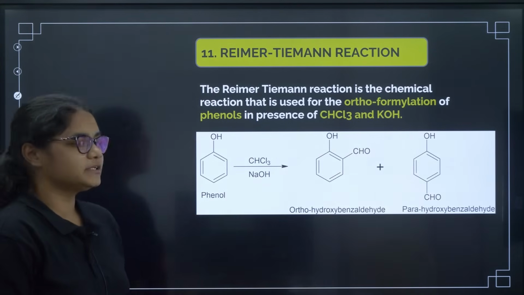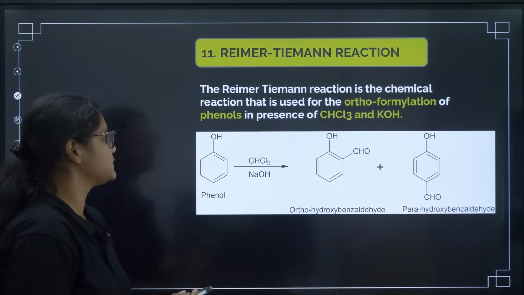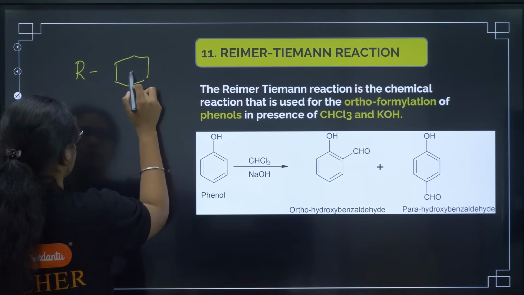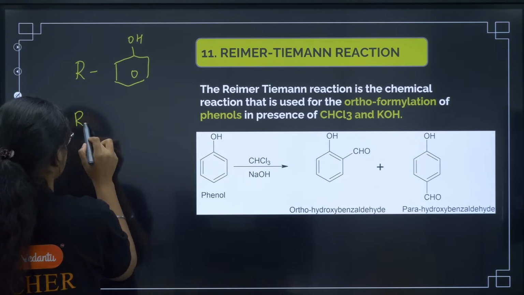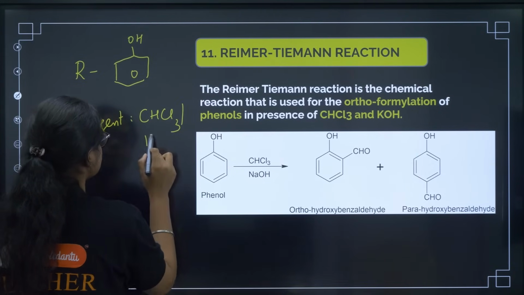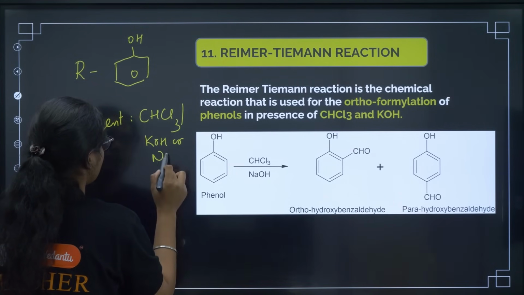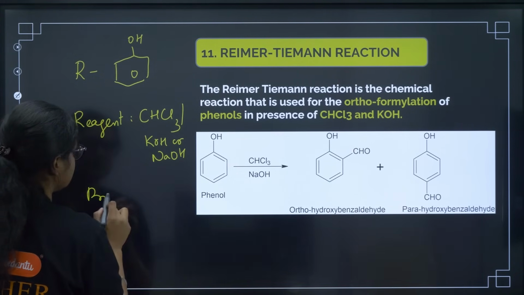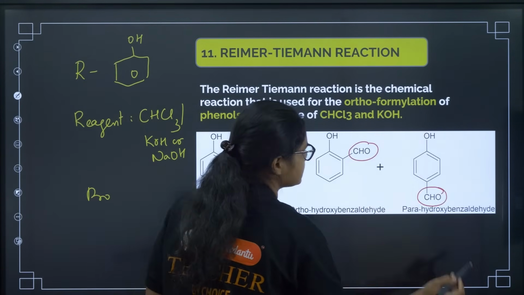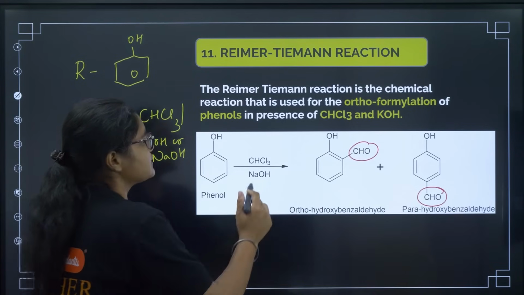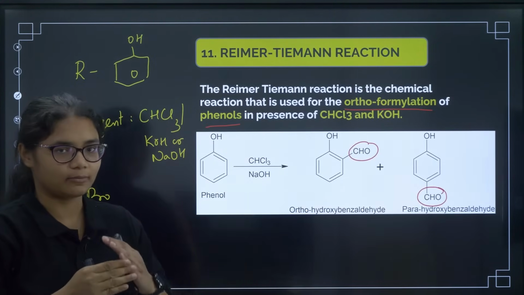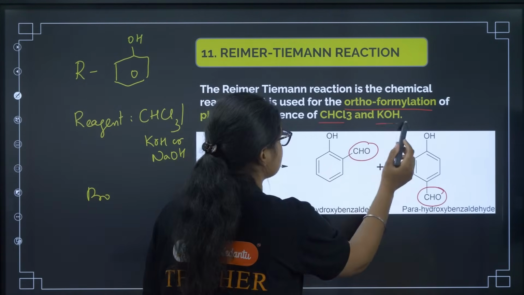Now coming to the next question, Reimer-Tiemann reaction, another important name reaction. In this, the reactant is phenol. Then we have the reagent, which is important: CHCl3 in presence of KOH or NaOH. The product formed here is OH-CHO benzaldehyde, formylation takes place. So the Reimer-Tiemann reaction is the chemical reaction used for ortho-formylation of phenols. Formylation is adding a formyl group in the presence of CHCl3 and KOH.